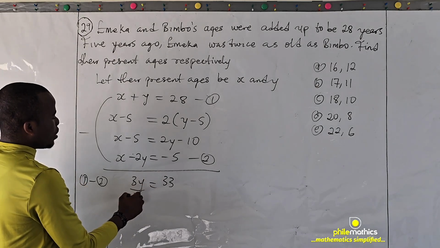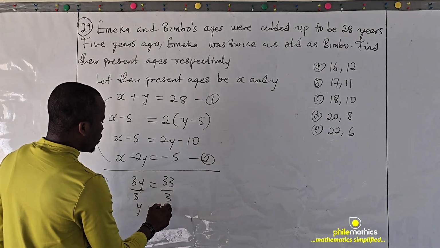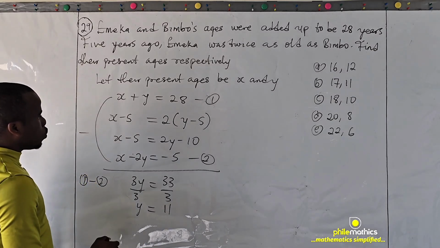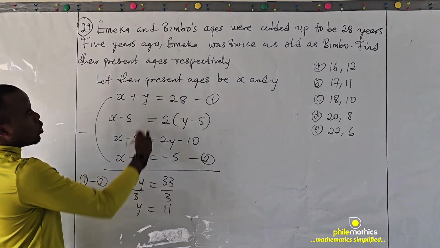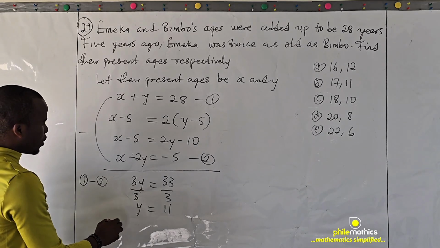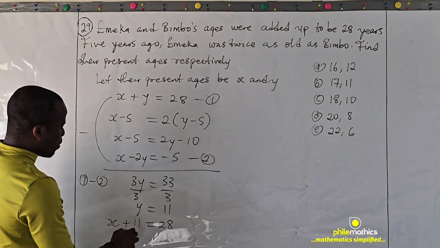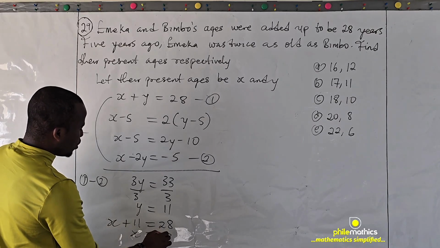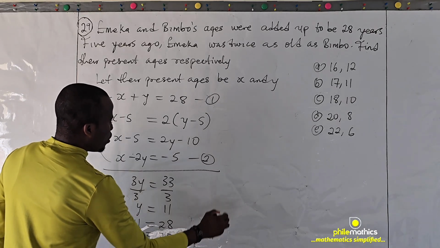So I can divide both sides by 3, so that my y is 11. And so to find what x is, I can substitute y equals 11 in equation 1. I have x plus 11 equals 28. And my x will be 28 minus 11. And this is 17.